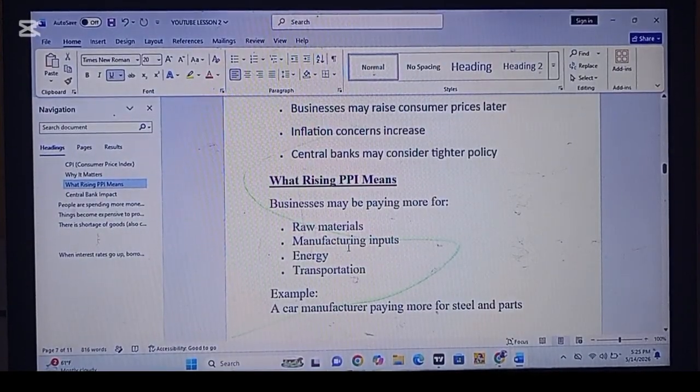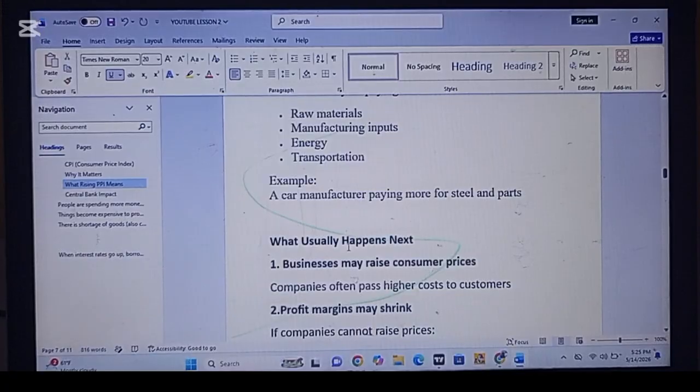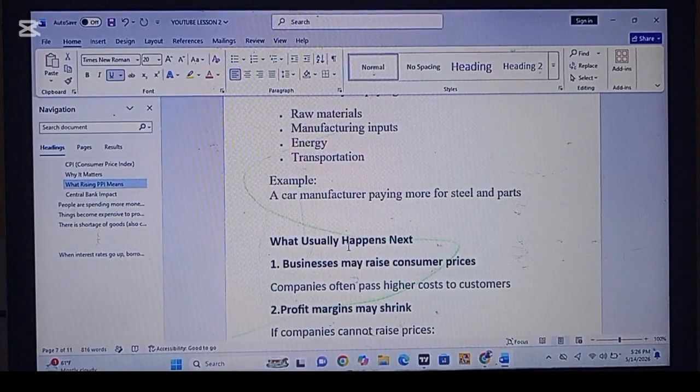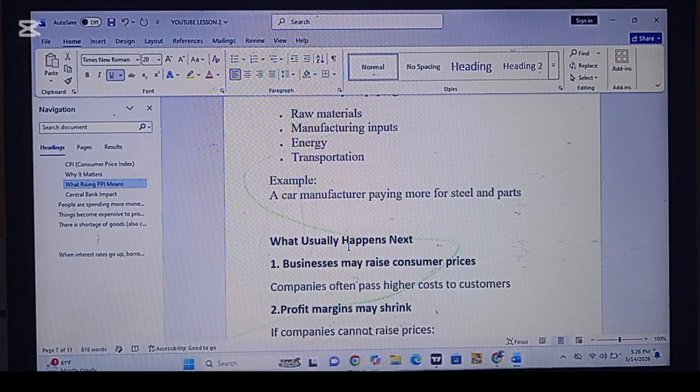So what rising PPI means is businesses may be paying more for raw materials, more for manufacturing inputs, more for energy, more for transportation. For example, a car manufacturer paying more for steel and parts. Mind you, when you buy that car, if a person is using more money to produce the car, you will pay twice the amount so that this person can retain his money in the pocket and also cater for the transportation cost in between.